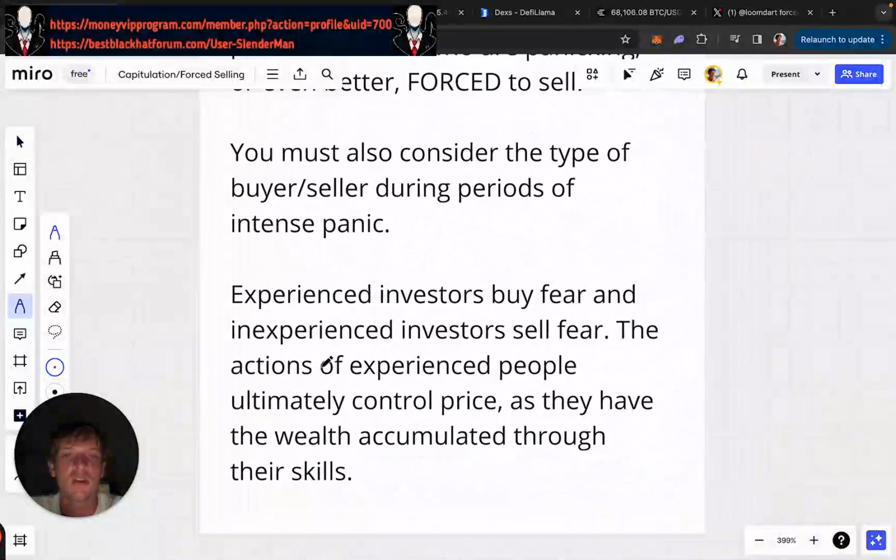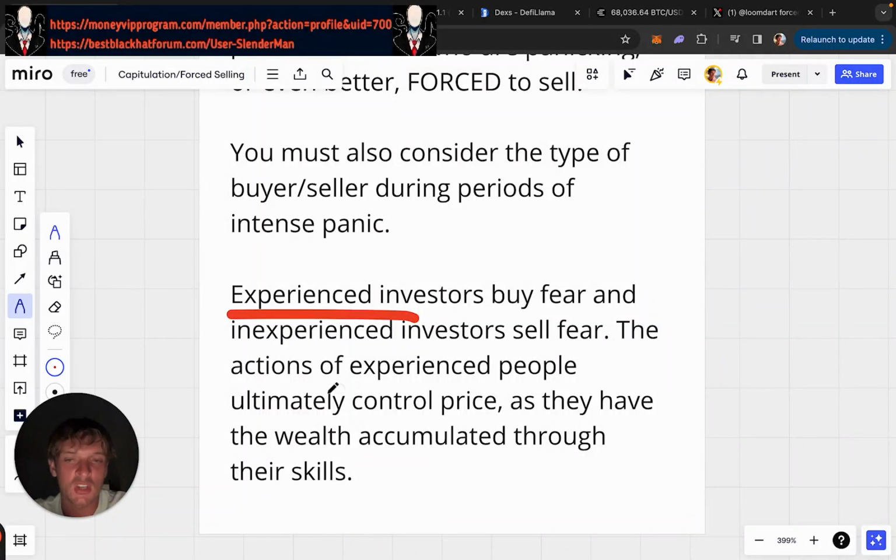Because when you think about it, price is a battle between buyers and sellers. Smart people buy fear. Smart people like us buy capitulation. Inexperienced people sell during capitulation. I've done that a lot of times. The COVID crash, I actually sold a little bit of my portfolio into the COVID crash. I sold the capitulation. If I was smart, I would have been really loading up at that crash to 3K during COVID, whatever it was, 4 or 5K.